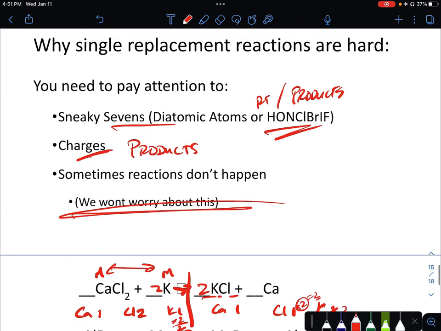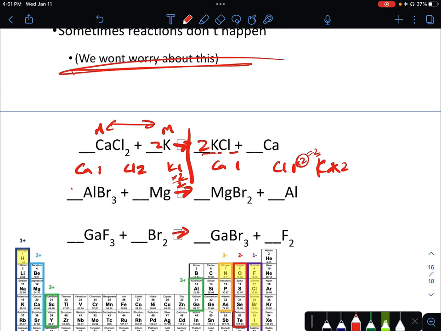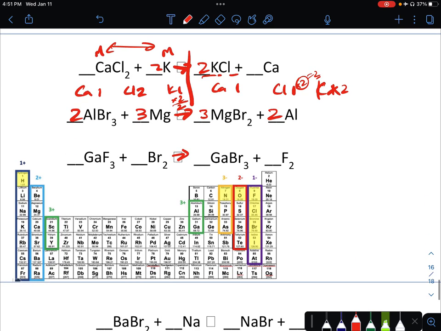Hey, didn't we just do this one up here? Yeah, we did. Look at that, a 2 and a 3, a 3 and a 2. All righty, I like it. Ga, again, metal. Oh, look at that, that's a non-metal and that's a non-metal. So those two are going to switch. Boom.